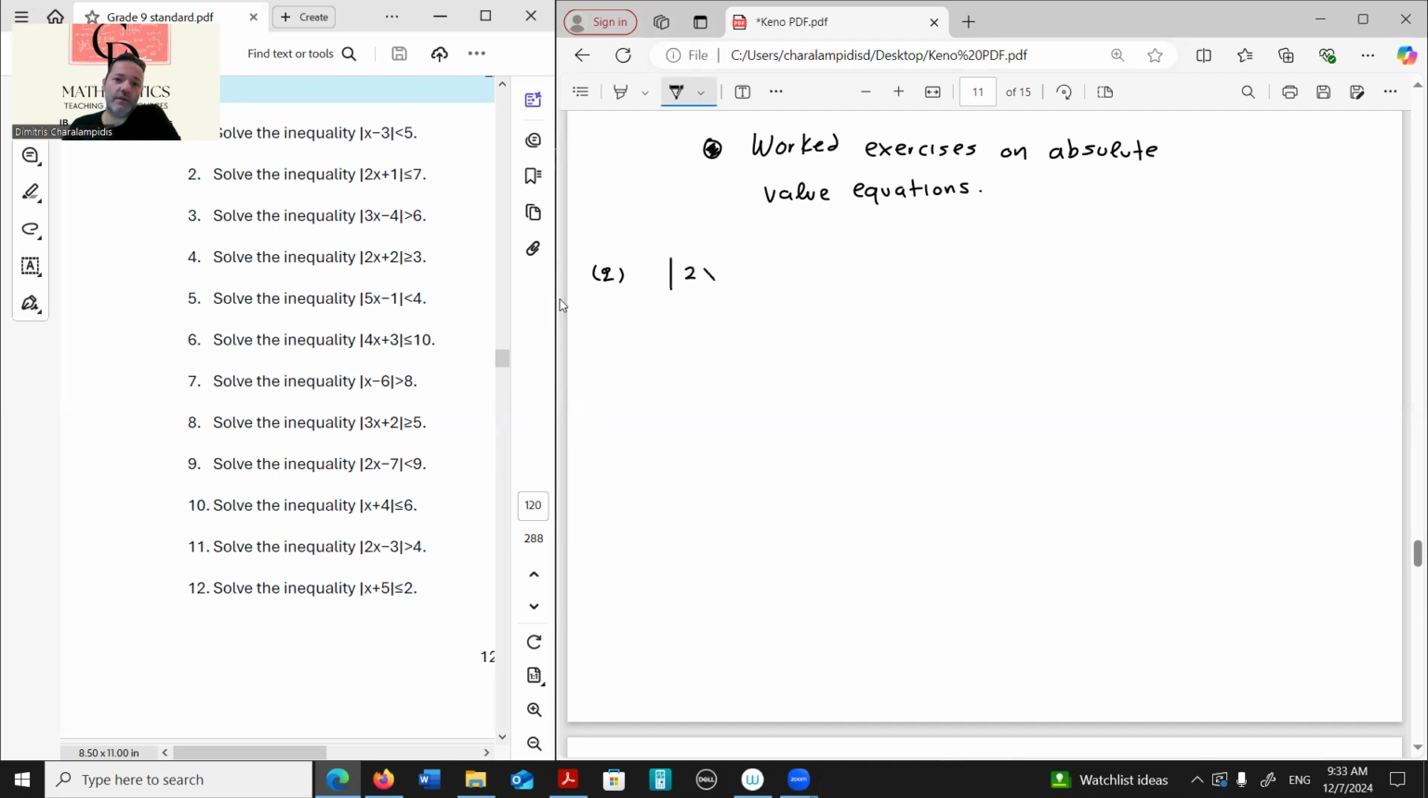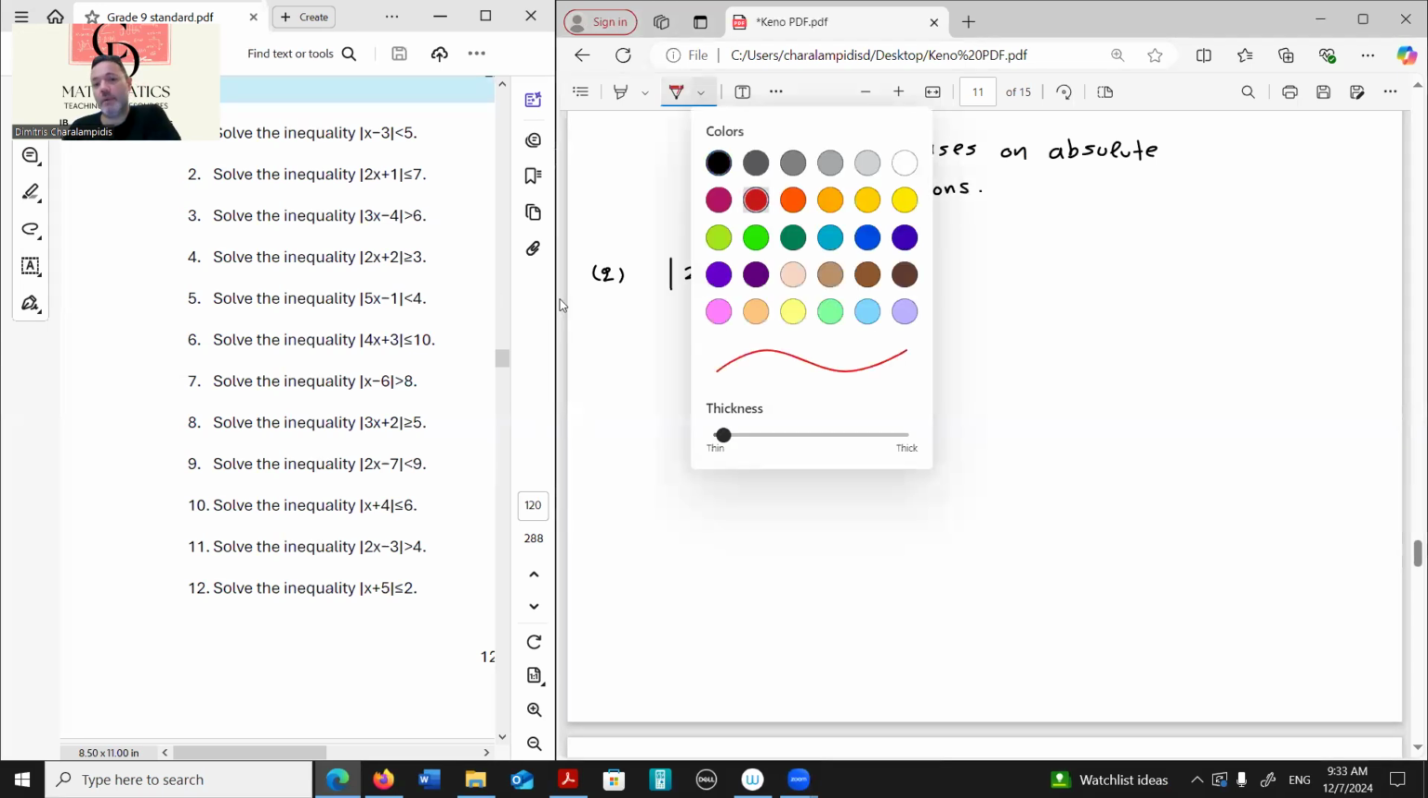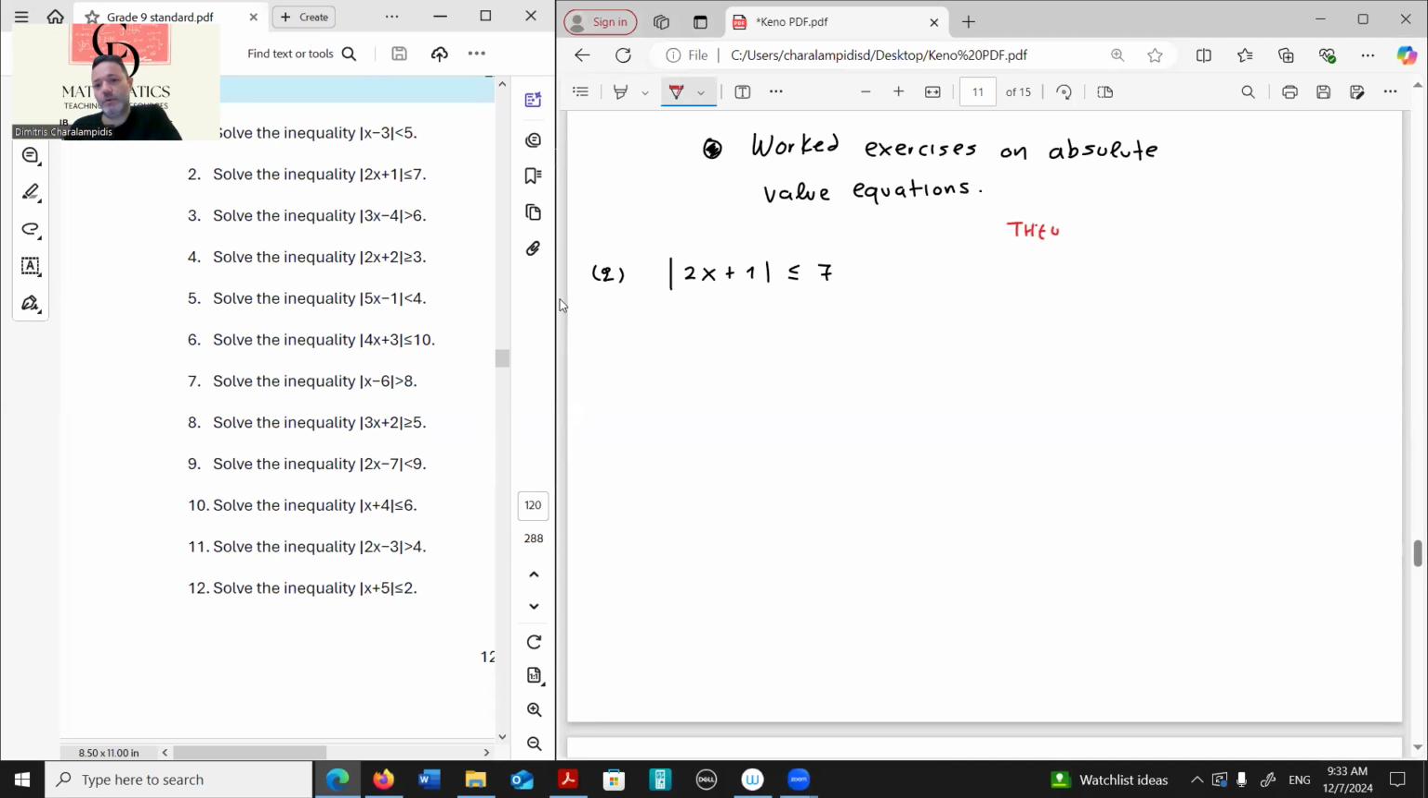Absolute value of 2x plus 1 less than or equal to 7. Remember from theory, we should remember that absolute value of x smaller or equal than a positive value theta means that x should be less than theta, and at the same time, x should be greater than negative theta. In our case, that would mean that I have to use the expression inside the absolute value. Remember that math is a symbolic language.